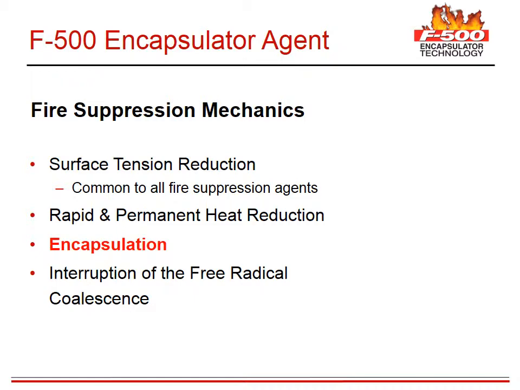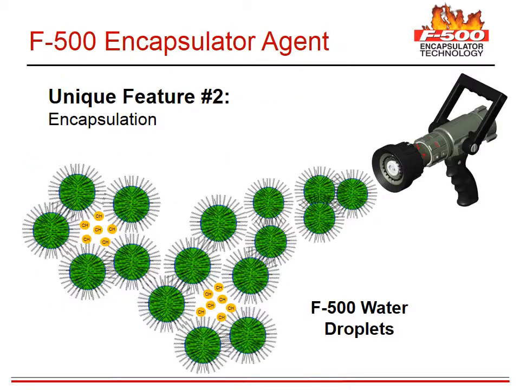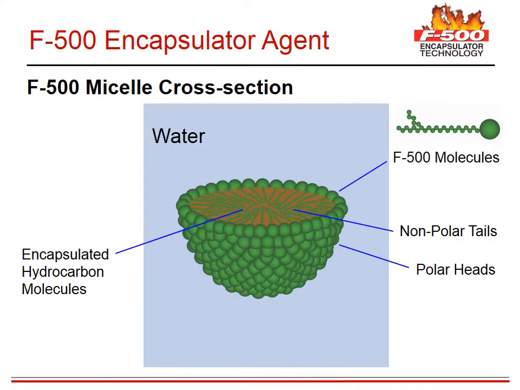Next, we'll cover encapsulation. After rapid heat reduction, the second very unique feature of F500 encapsulator agent is its ability to encapsulate hydrocarbon molecules. This cross-section of a micelle, or cocoon, shows the encapsulated water droplets completely surrounding the hydrocarbon molecules. After surrounding the water droplets, the nonpolar tails go out seeking hydrocarbon molecules. They form this micelle.